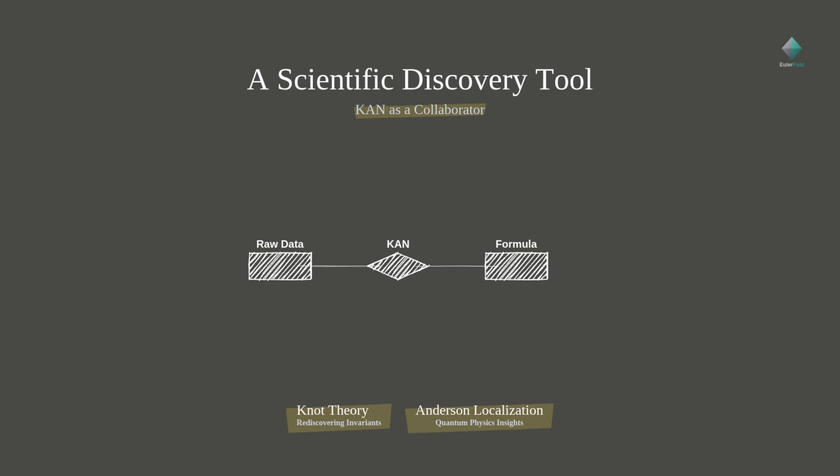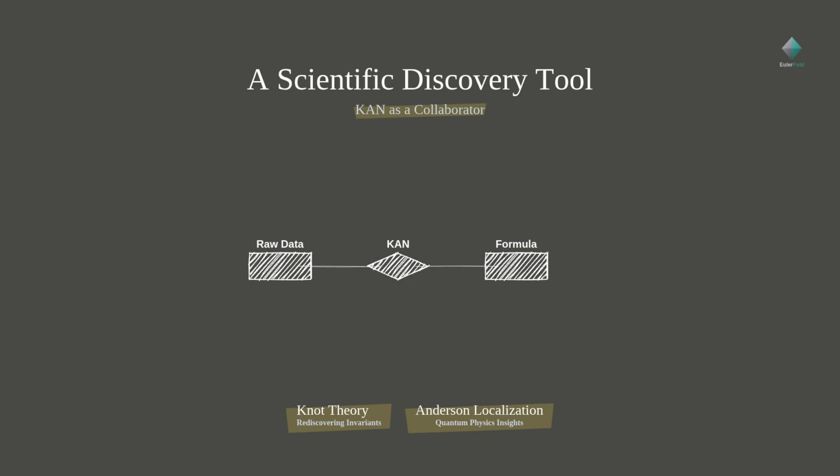In one, they train a KAN on data from knot theory, and the network independently rediscovers known mathematical relationships between knot invariants. In another, they use it on data from Anderson localization, a quantum physics phenomenon, and the network learns to represent the physical relationship accurately, in a form that a physicist can inspect and recognize.